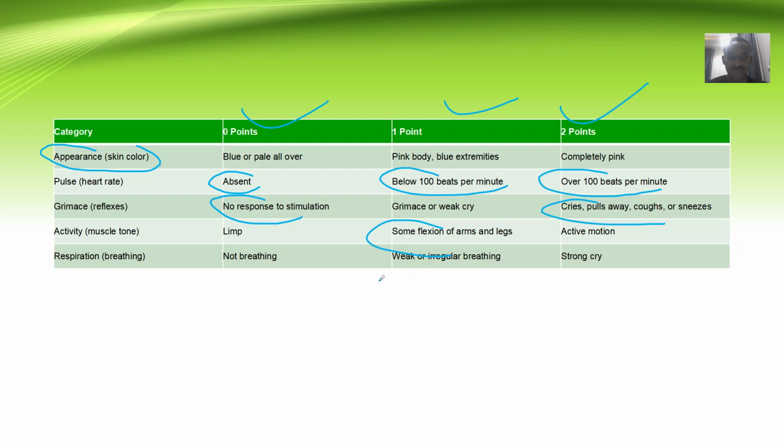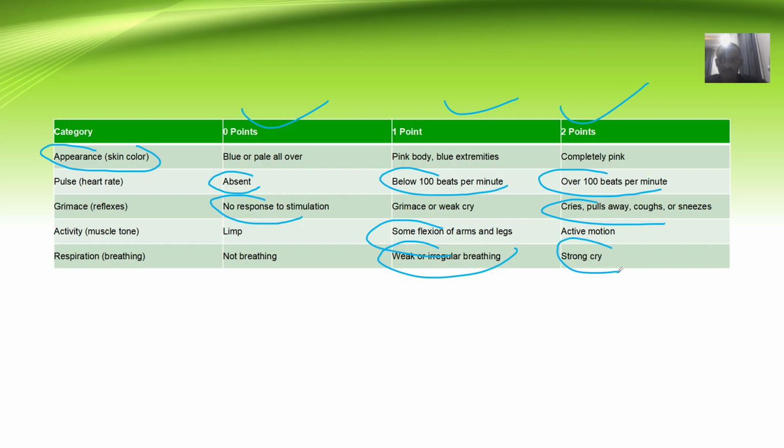Respiration: if the baby is not breathing, score of 0. You are losing your baby. Then 1, if the baby is breathing but it is weak or irregular, at least it is present. Then score of 2, strong cry. Now after you are done scoring the baby in all of these categories, you add them all up: skin appearance, I got which number? You add all of them.